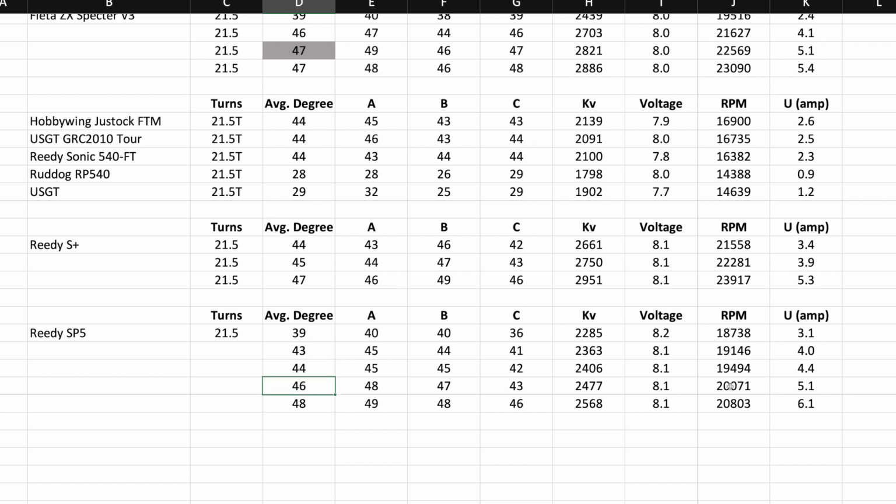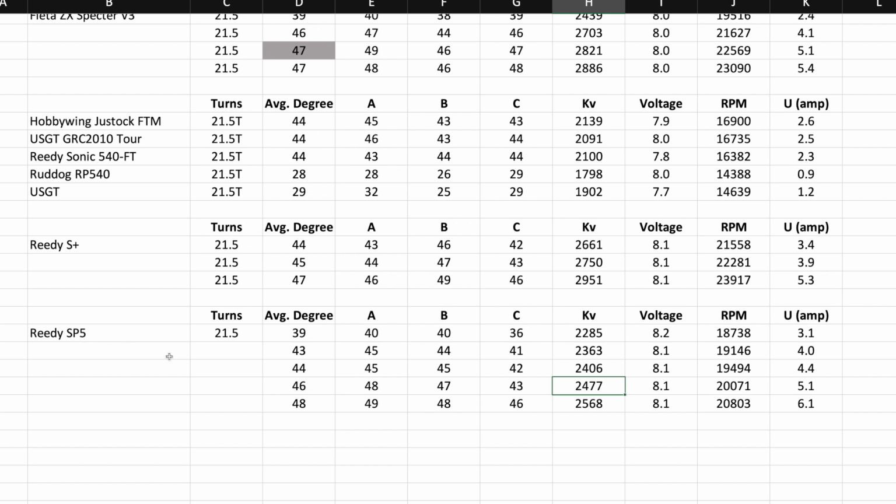Good timing range, and this one is great, 46.5, so that's actually really good. So this is something that I like about this one. Now KV, we're looking at 2477, so say 2500, but let's see, this is a 5. So here we go. If we compare it to the other Reedy, the S Plus, right here, we can see that there is almost a 500 KV difference between the two. So the Reedy S Plus is definitely a rev motor. The SP5 is definitely their torque version.